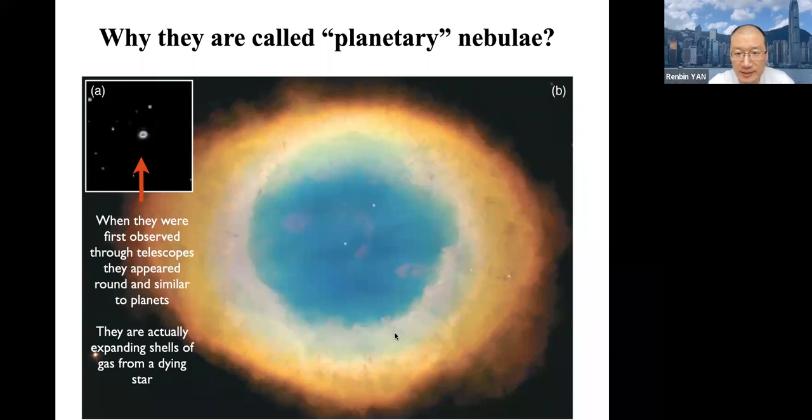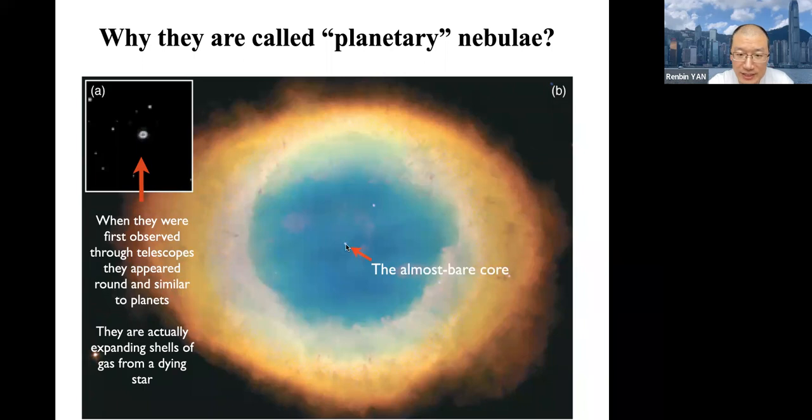So why do we call these things planetary nebulae? They have nothing to do with planets. The reason they're called planetary nebulae is because in the old days, when people looked at these things using a small telescope, they could not perfectly resolve them. So they looked like a little round disk. But these are actually just expanding shells of gas from a dying star. And so people saw that these things looked like planets, so they gave them the name planetary nebulae, but they have nothing to do with planets. It's just the outer shells of the star being pushed away into space.